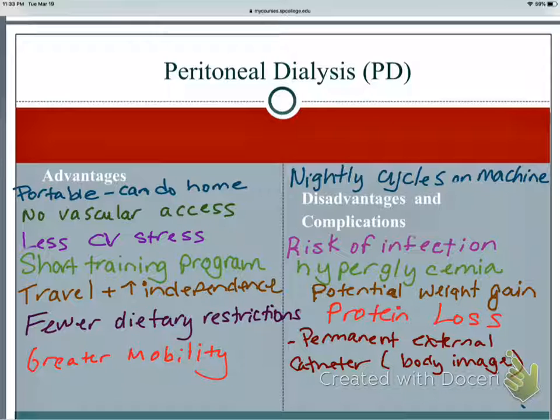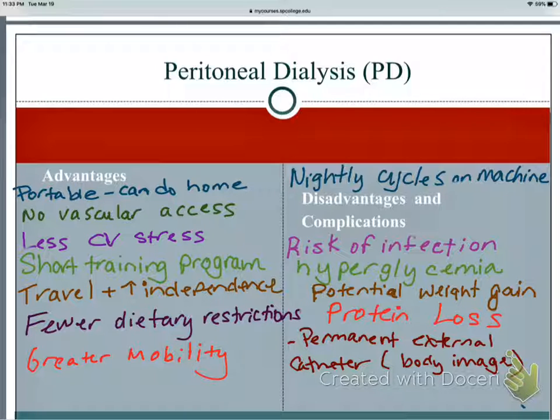So a lot of people don't want to deal with that, so they'll opt for hemodialysis because there is a tremendous amount of weight gain because you're letting it dwell in your body for so many hours and then drain. You feel just bloated and, you know, huge with all this fluid on board. So a lot of people don't opt for that reason. So, plus potential protein loss.